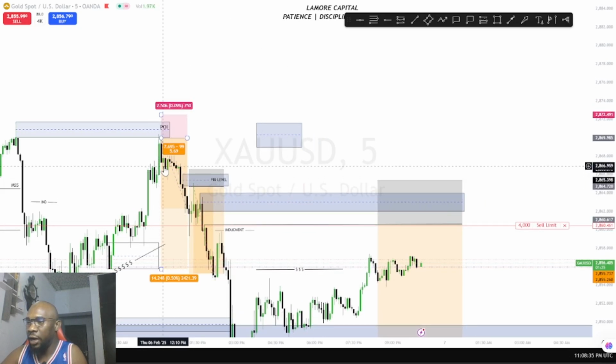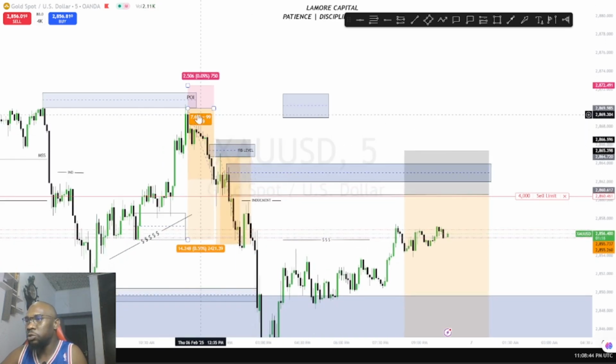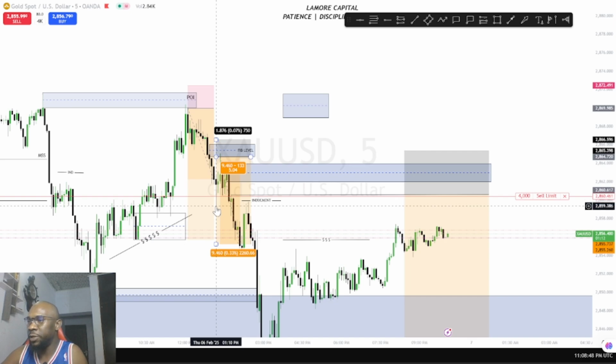So this is around 12. I got into this market around 12 p.m. Nigerian time. I got into the market 12 p.m. Nigerian time, and I hold this market to this place here.